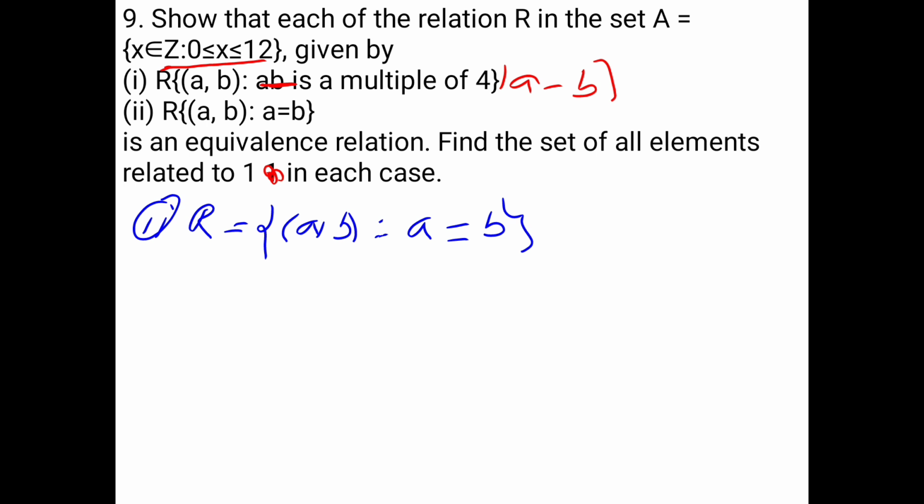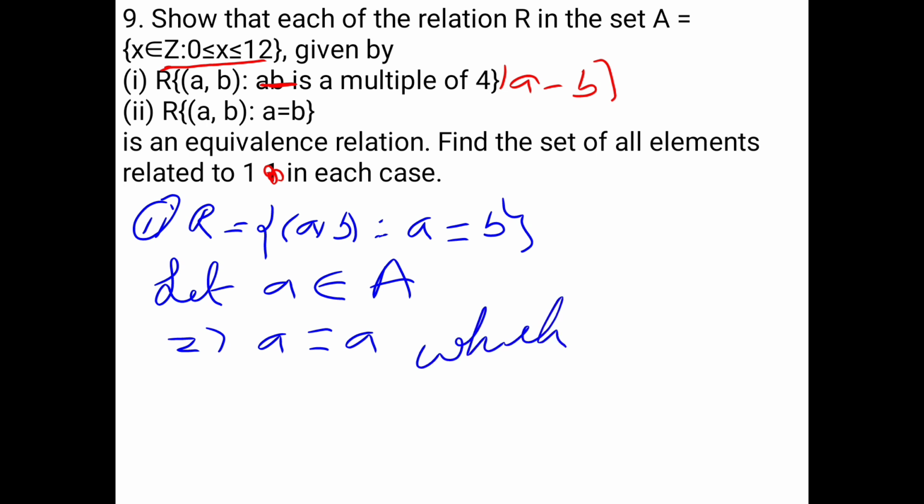Let us check reflexive. Let a belong to A. Any element a is equal to itself, a equals a. Any number is equal to itself, 1 equals 1, 2 equals 2, and so on. So a equals a, which is true. Hence R is reflexive.